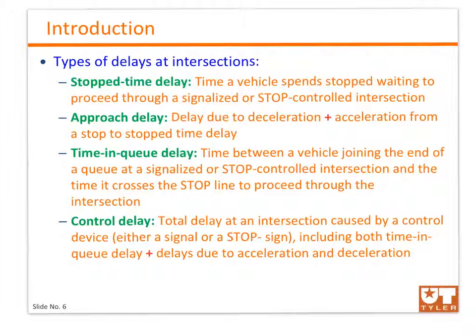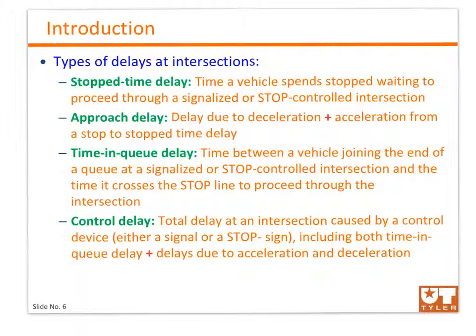If it's a red time, you're just at speed equal to 0, and this is what we call a stopped time delay. Approach delay is the delay during the deceleration or acceleration from a stop. So let's say you are driving at 45 miles per hour approaching a signal, and all of a sudden it's turning red, and you push on the brake to decelerate. It's going to take you some time from 45 miles per hour to 0. Once you reach 0, this is a stop time delay.